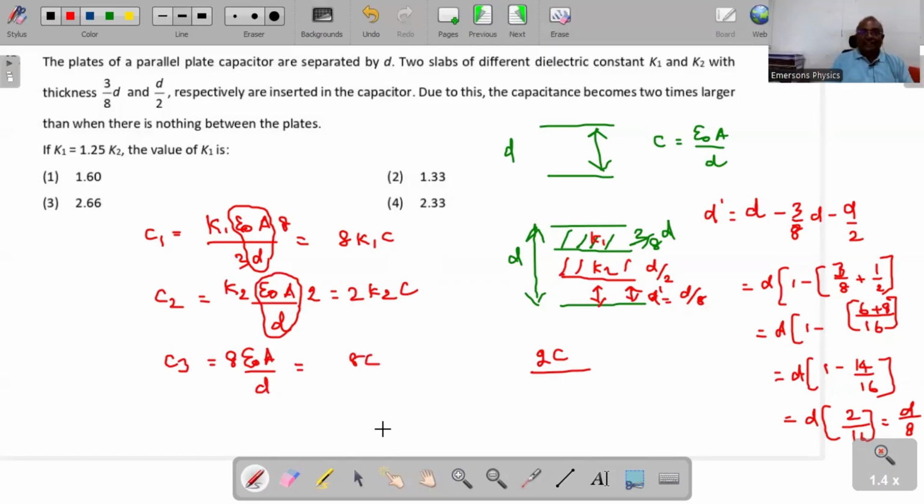The most important point is that all are in series. So 1 by effective capacitance, where the effective capacitance is 2C, equals 1 by C1 plus 1 by C2 plus 1 by C3.